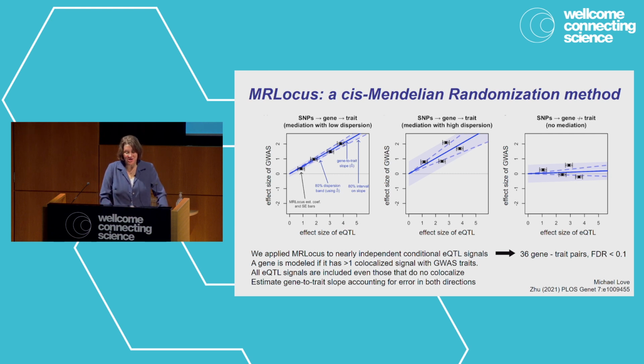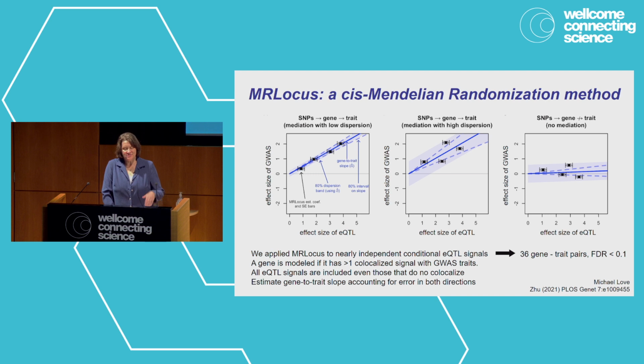So what these plots show is, on the left, we're putting the effect size of the EQTL on the x-axis, the effect size of the GWAS association on the y-axis, and then each co-localized signal gets a dot. And this analysis estimates the gene-to-trait slope, and it accounts for errors in both directions. That's what makes it different from other methods of Mendelian randomization.